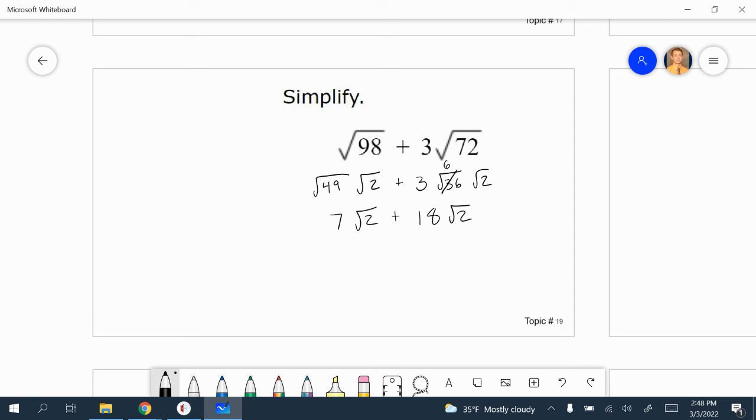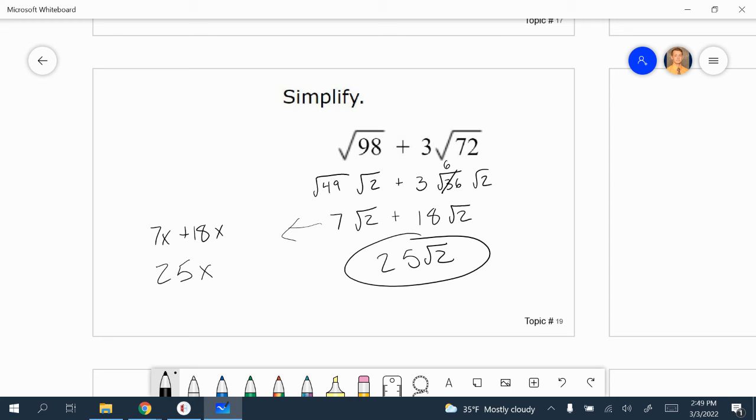Now that we have the same thing under the radicals, we can add those together. 7 plus 18 is 25. And the root 2 will just stay there. This is the same thing as if I were to say, what is 7x plus 18x, right? You would tell me that it's 25x. That's why it's 25 root 2.